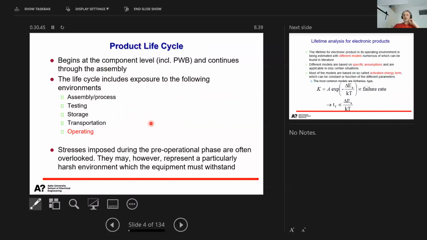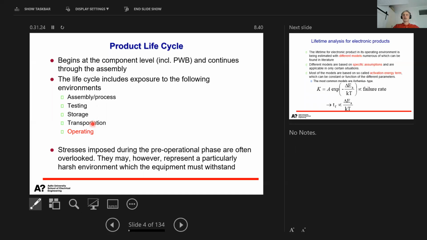If we do proper reliability analysis, we need to consider the whole life cycle. It's so easy to focus your view only on the operational phase. You are just thinking about what the product sees during operation: which kind of temperatures, humidity, impurities, vibrations, whatever is in the operational conditions. But sometimes these so-called pre-operational phases, meaning assembly processes, testing processes, storage and transportation, might have really high stresses.